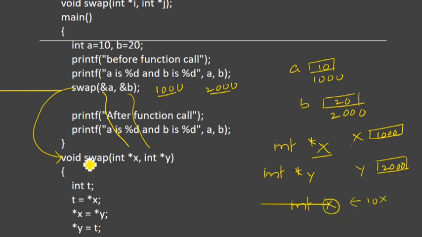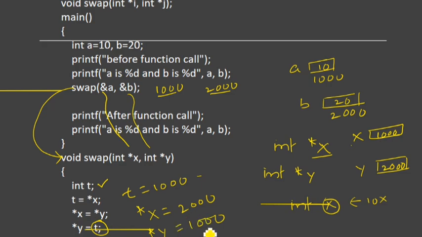Now after the function call, it is coming here, and t is a temporary variable. In star x, whatever is there, t will become that, the 1000 address. After that, the address of y is 2000. So star x equal to star y, which is 2000. Next star y equal to t, now equal to means this 1000 is going to be assigned to this.